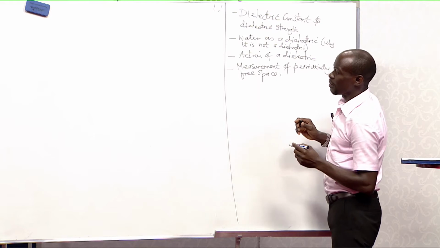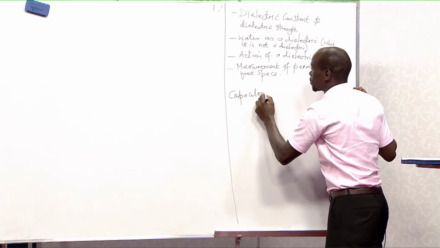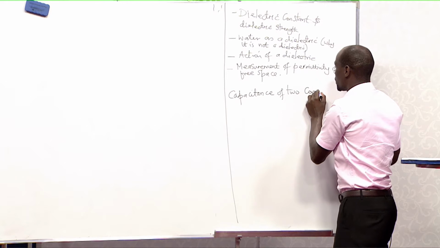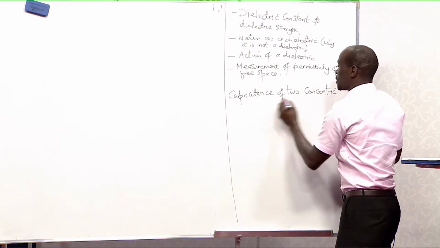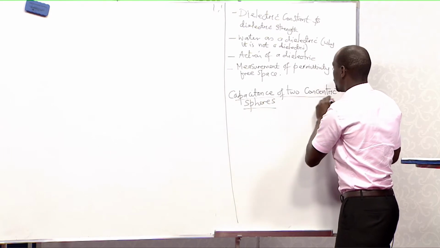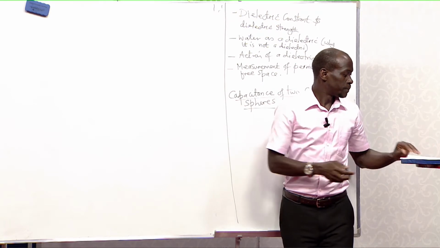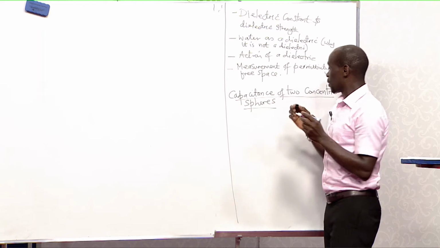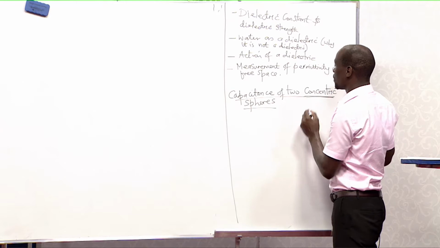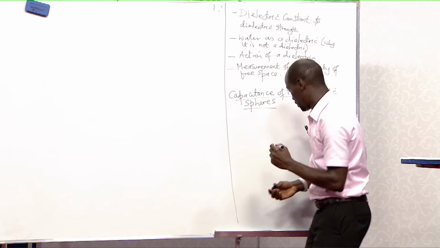So starting with the first one, capacitance of two concentric spheres. Now, we shall start by finding out what concentric means. Concentric simply means these two spheres have the same center. Suppose we have two spheres.